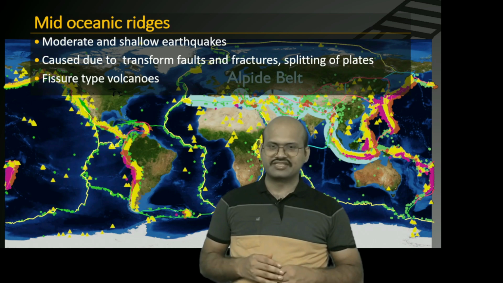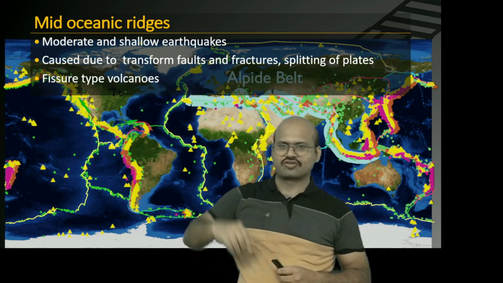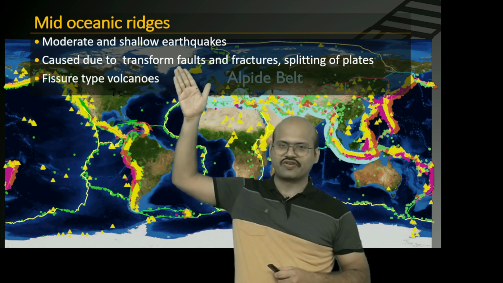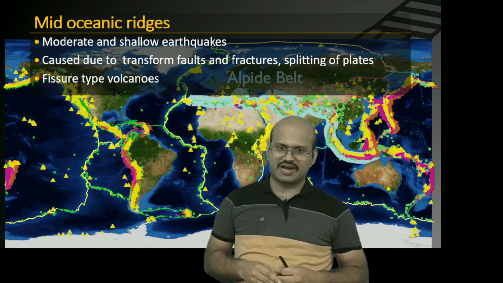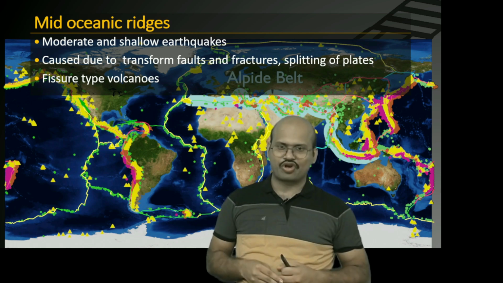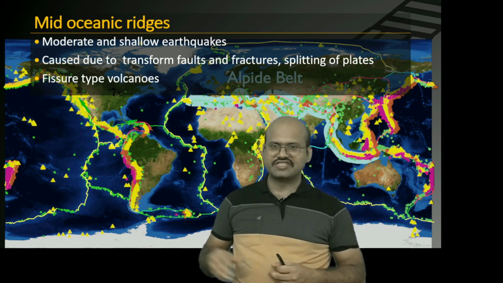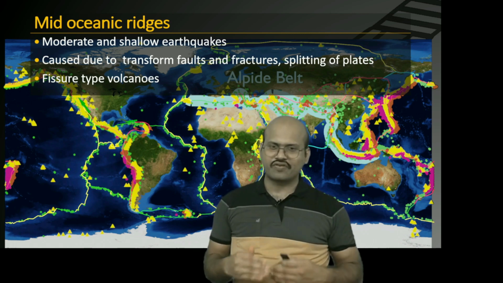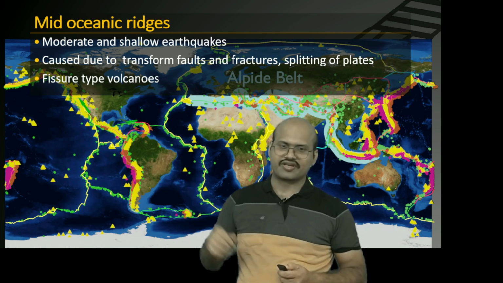The next region is mid-oceanic regions. Here we see moderate or shallow earthquakes occur. They are caused due to the large number of transform faults and fractures in the plates here. Here it is a diverging margin and the plates are moving away, because of which there are a lot of faults in the plates. And we see fissure type volcanoes, so magma is also trying to come up, and because of all these reasons we see that a large number of shallow earthquakes occur here.